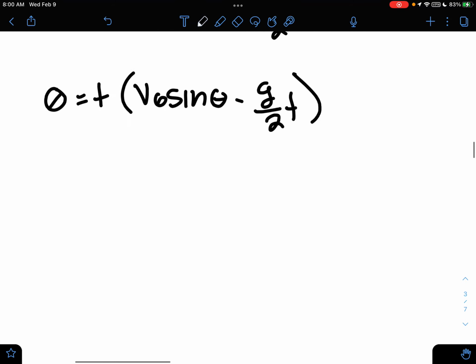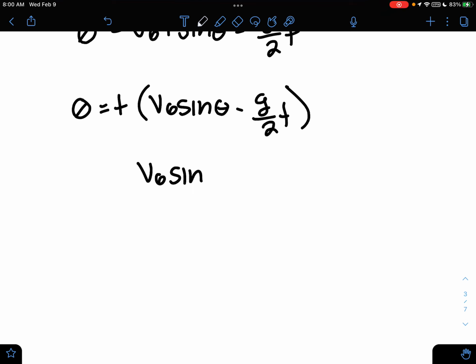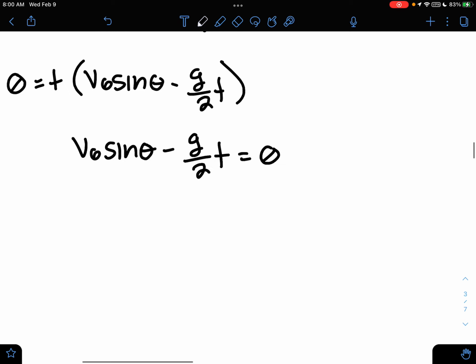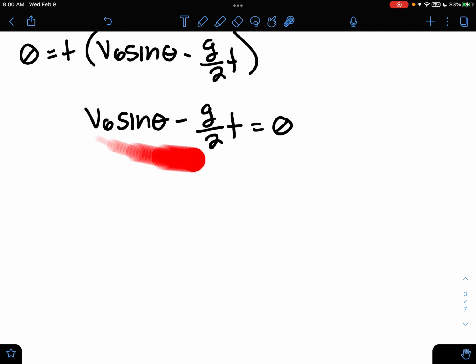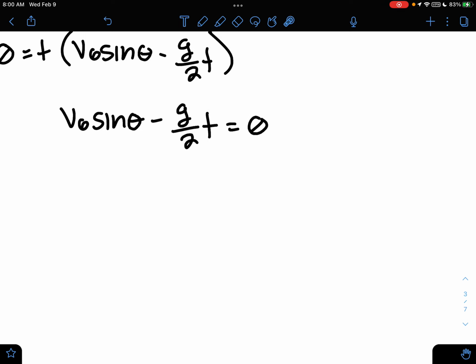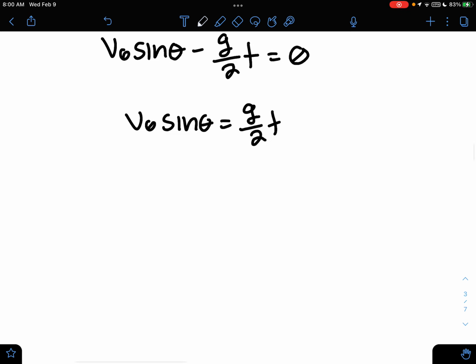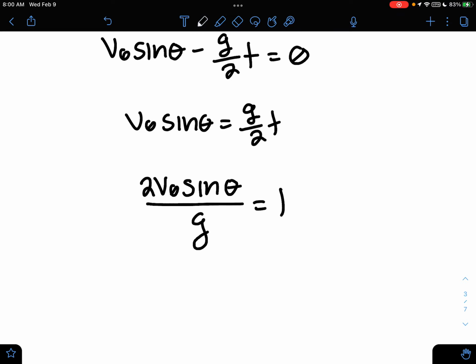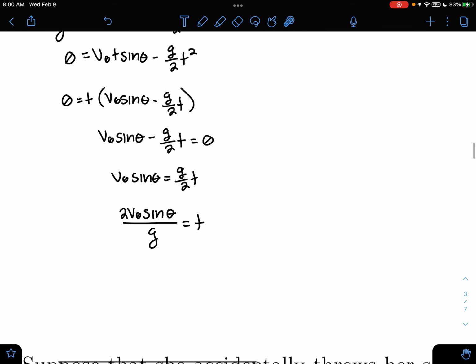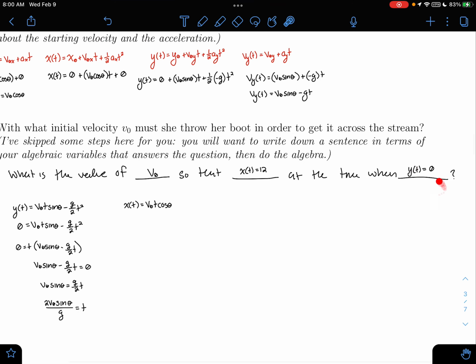So now I'm going to set this other part equal to 0: v naught sine theta minus g over 2 t equals 0, because that's how we solve our quadratic. And now I'm going to solve this for t. I'm going to move this to the other side. v naught sine theta equals g over 2 t, and then I'm going to multiply by 2, divide by g. So it's going to be 2 v naught sine theta over g equals t. Cool. Now we have the time when y equals 0. Wonderful.